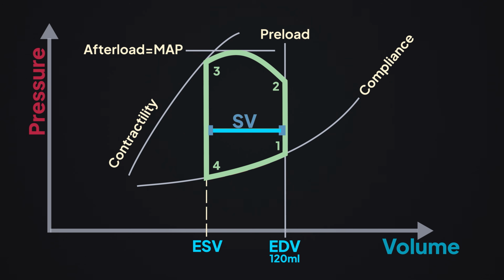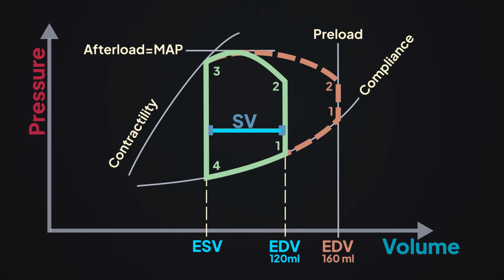When preload increases, it means we are starting with more blood, so our end-diastolic volume moves to the right. According to the Frank-Starling law, the more you stretch the heart, the harder it contracts. This means our stroke volume must increase, making the entire graph wider.